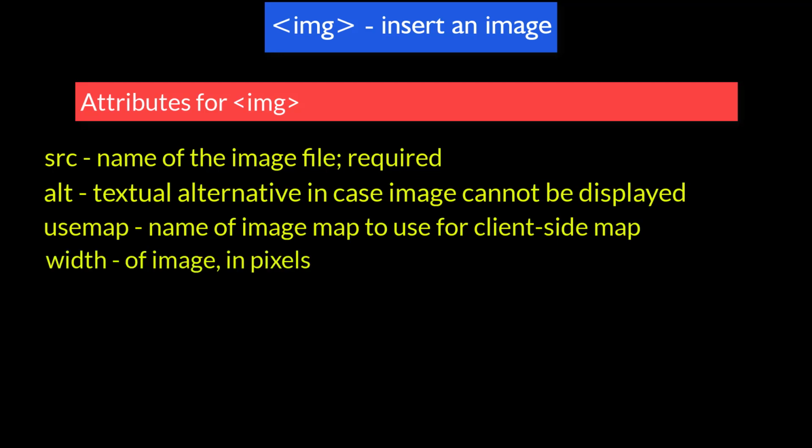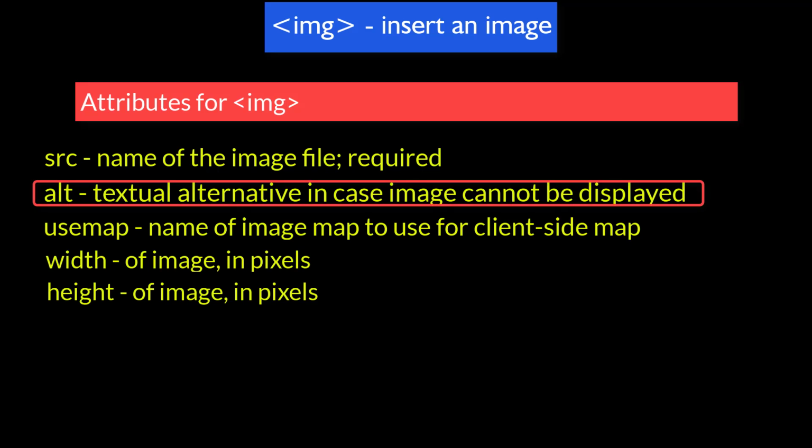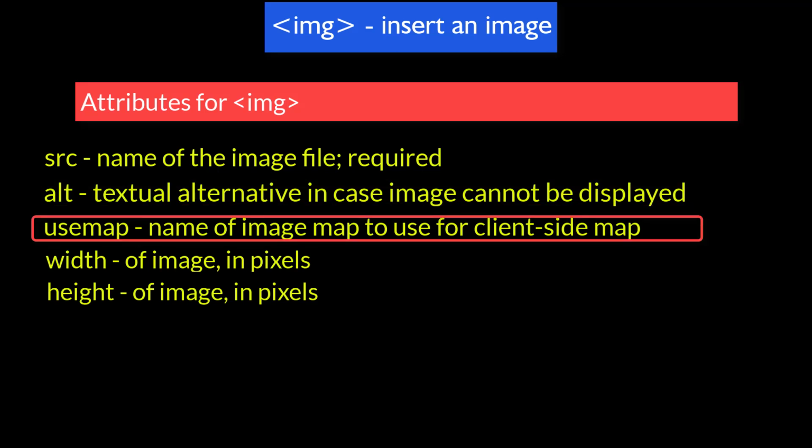Width of the image in pixels and height of the image in pixels. Now there's other attributes, but not of use or interest here. The global attributes are available, of course, and also the usual event handlers are available. The absence of alt is considered an error. However, a value of an empty string, alt equals quote quote, counts. Nonetheless, it is good to have a non-empty value in most instances. Use map is only needed in certain circumstances discussed later.